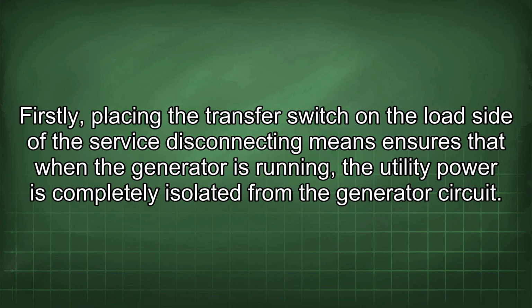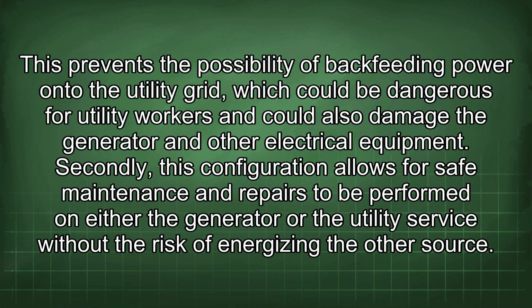Firstly, placing the transfer switch on the load side of the service disconnecting means ensures that when the generator is running, the utility power is completely isolated from the generator circuit. This prevents the possibility of backfeeding power onto the utility grid, which could be dangerous for utility workers and could also damage the generator and other electrical equipment.